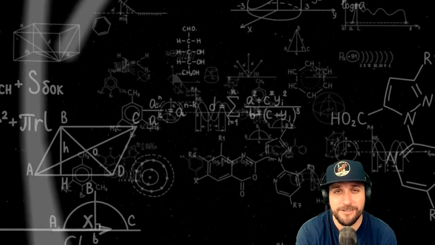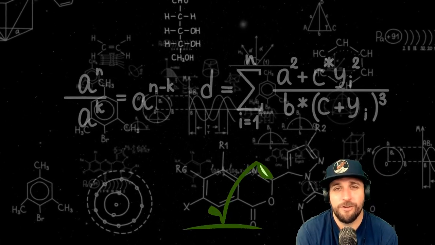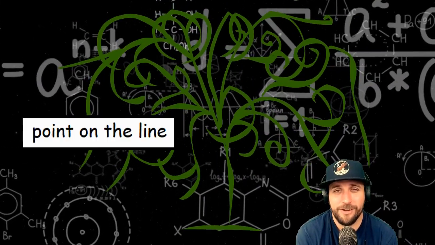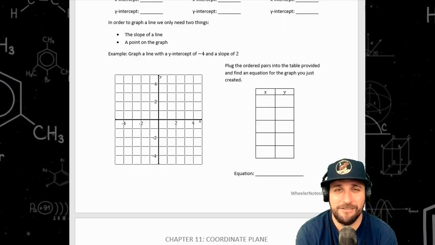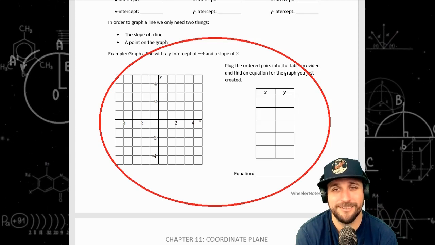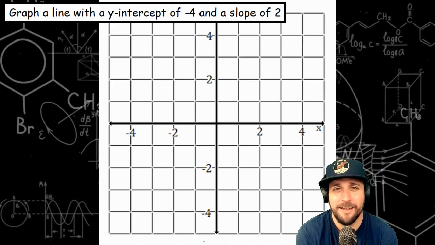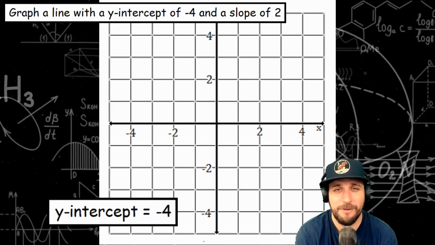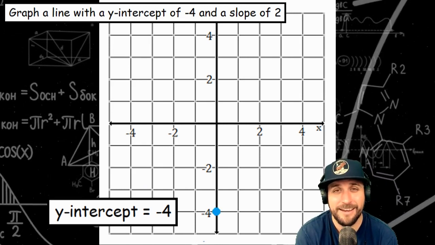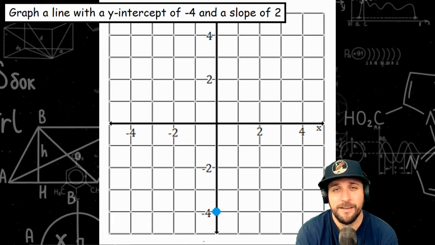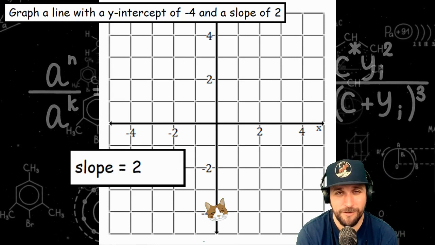If we remember our notes on slope, card in the top right-hand corner, if I want to graph a line, I just need two things, a point on the line and the slope of the line. Our example asks us to graph a line with a y-intercept of -4 and a slope of +2. It gives us the y-intercept, so I know a point on my line will be at -4 on the y-axis. So I plot that. And then it tells me my slope is +2, or 2 over 1.